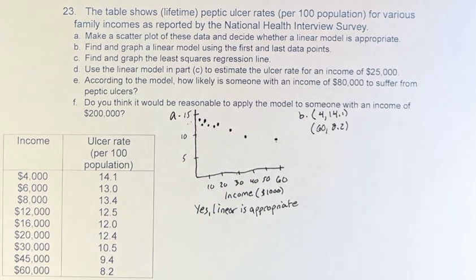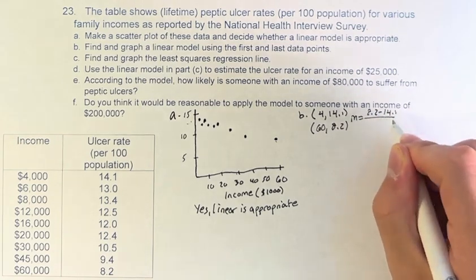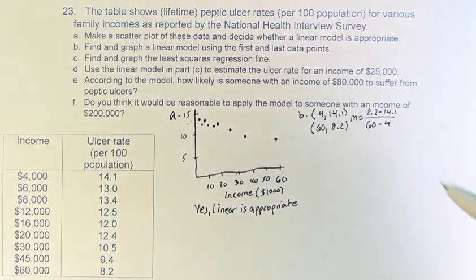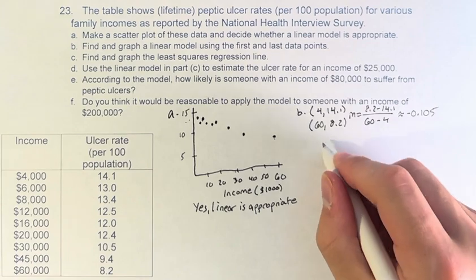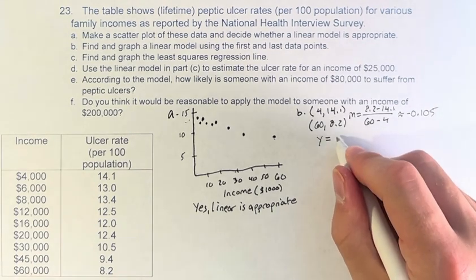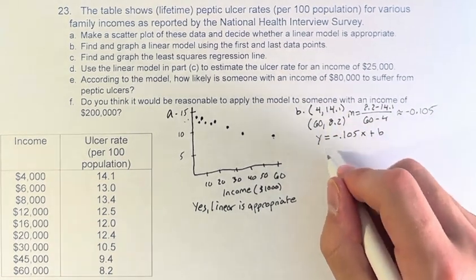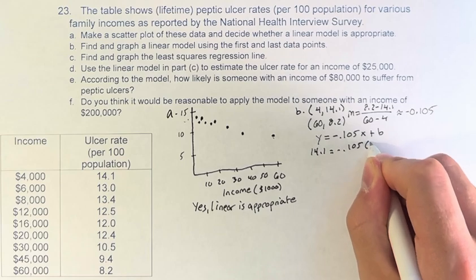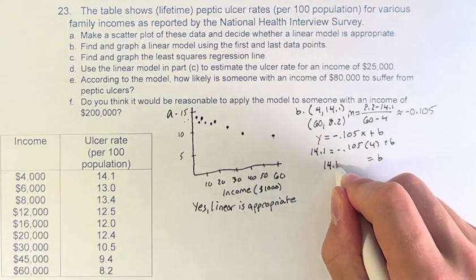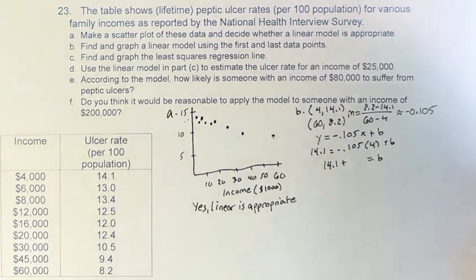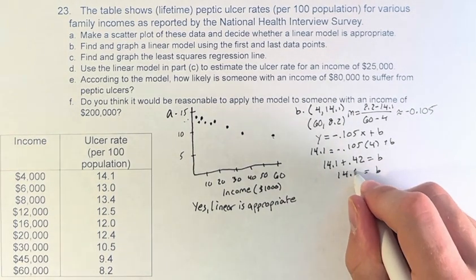So we're doing a linear model. First we need the slope, which is equal to the change in y, 8.2 minus 14.1, over the change in x, 60 minus 4. This is roughly negative 0.105. Therefore, our function y equals mx plus b is negative 0.105x plus b. We can now plug in one of our points. 14.1 is equal to negative 0.105 times 4 plus b. B is equal to 14.1 plus 0.42. Therefore, b is roughly 14.52.